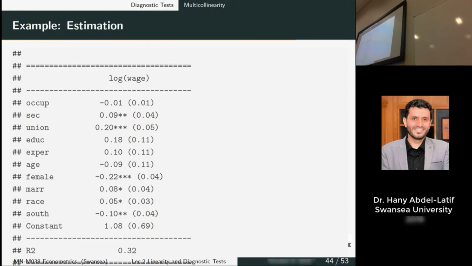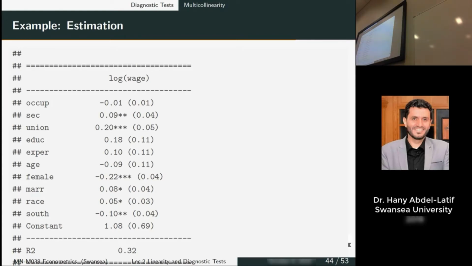First of all, let's look at the coefficients we estimate. Most of them are not significant, or at least the education. This is one variable that we definitely expect, that if you have more years of education, you should earn more. Or experience, look, experience is not statistically significant. Age is not significant. Whether you are married is not really important either. So what is the issue here?